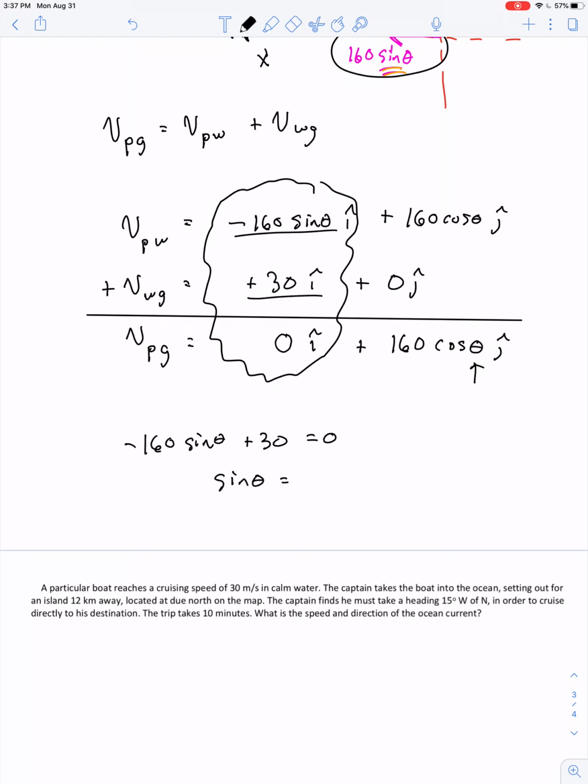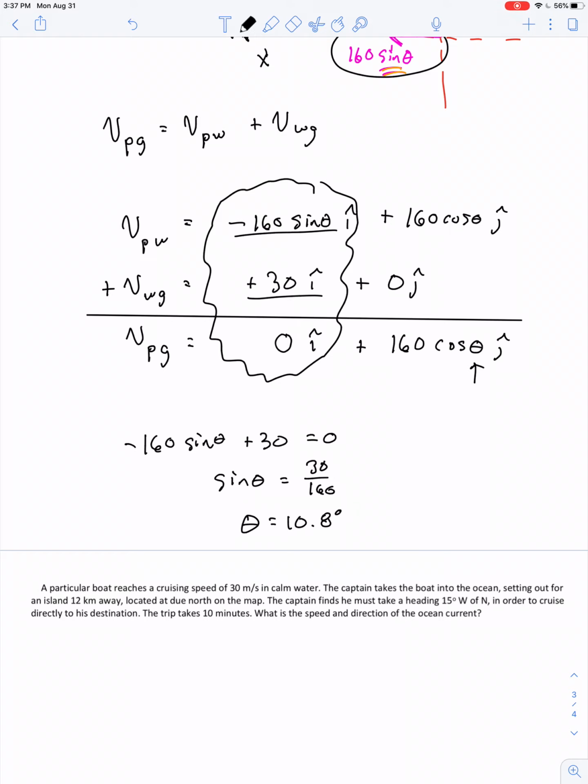So sine theta has to be equal to 30 divided by 160. Right, let's add a quantity to both sides of the equation, divide on both sides of the equation, right? Just a couple steps of algebra. Okay, so if we take the inverse sine of 3/16, we get about 10.8 degrees.